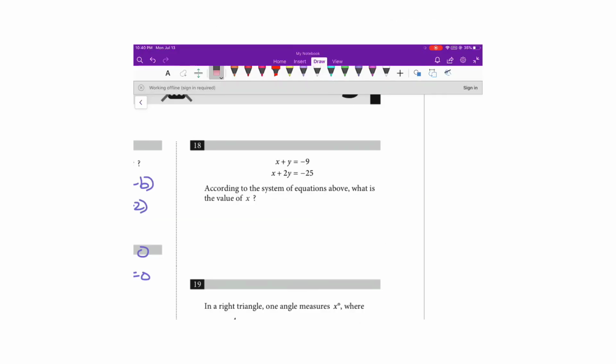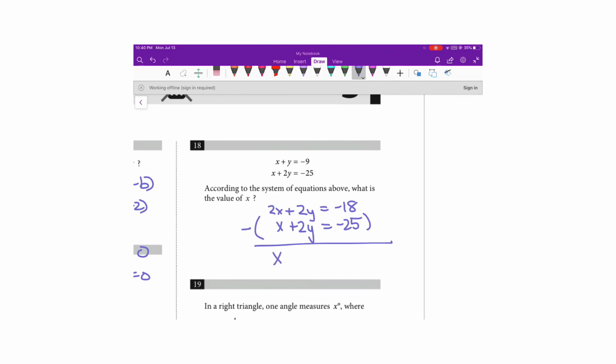Number 18. According to the system of equations above, what is the value of x? So again, I'm going to use elimination here because I don't have one variable in terms of the other. So I am going to multiply the first equation by 2. So I get 2x plus 2y equals negative 18. I'm going to keep the second equation the same, so I get x plus 2y equals negative 25. And then I'm going to subtract the second equation from the first equation.